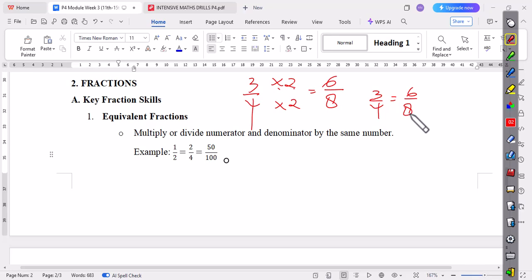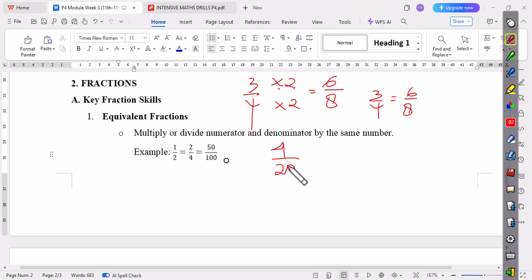And sometimes we need to find the simplest form of the fraction. To find the simplest form of the fraction, we need to divide the numerator and denominator by the highest common factor of the two numbers. For example, we have 4/20. So, to make it the simplest fraction, we need to find the highest common factor of both numbers, 4 and 20.